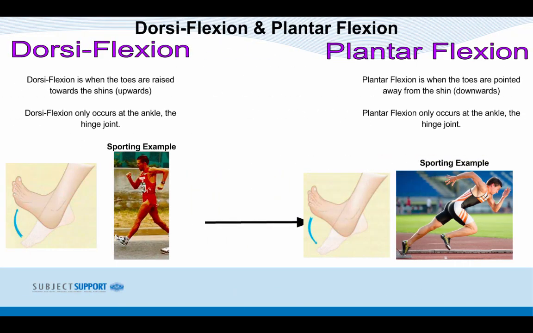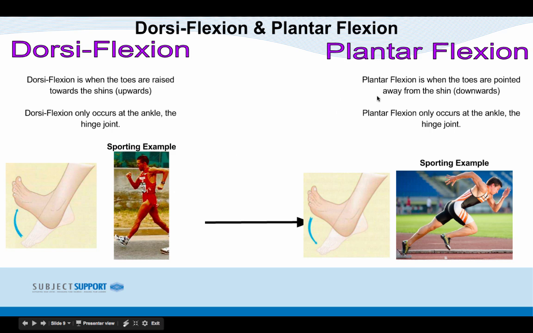Dorsiflexion and plantar flexion. Dorsiflexion is when the toes are raised towards the shin in an upward motion. Dorsiflexion only occurs at the ankle, a hinge joint. If you raise your foot up and down, the upward movement is dorsiflexion. A sporting example of this would be when you're running or walking and your foot is moving in an upward direction. As we can see from this power walker here, his left ankle is dorsiflexed.